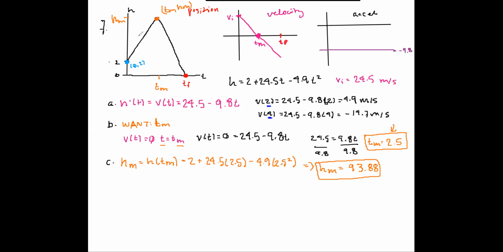And the velocity is equal to 0 at Tm, or the time of our max. So at v of 2, the velocity is 5, and at v of 4, the velocity is negative 15. So we're thinking that it's probably going to be closer to 2 than it is to 4, because the velocity at 2 is closer to 0 than the velocity at 4. So that's just kind of how we know that our answer for part B makes sense. Got it.